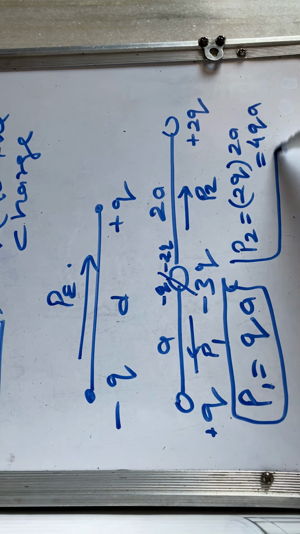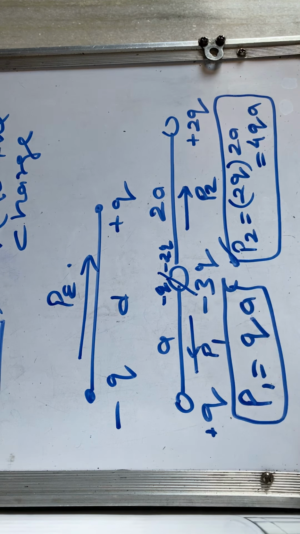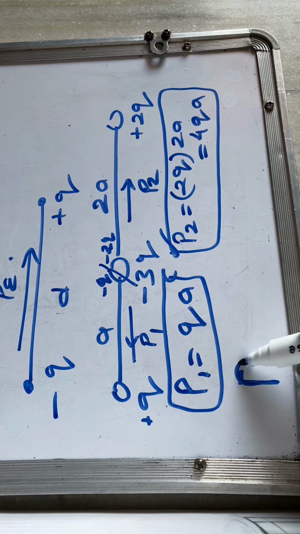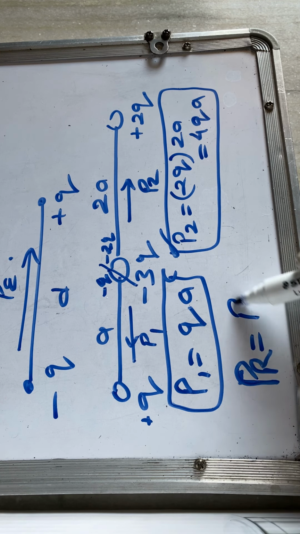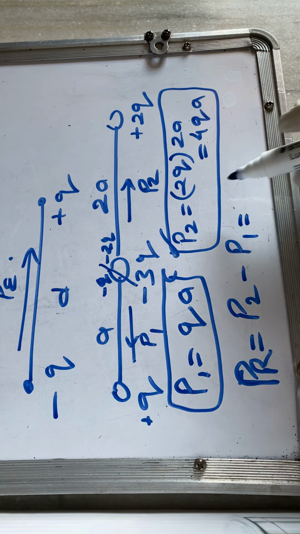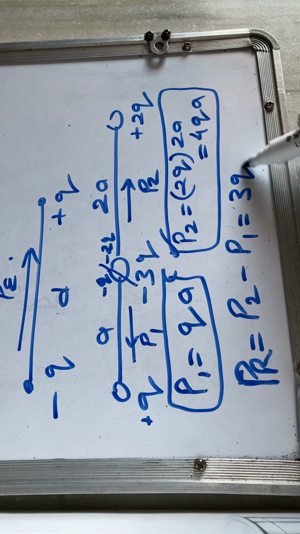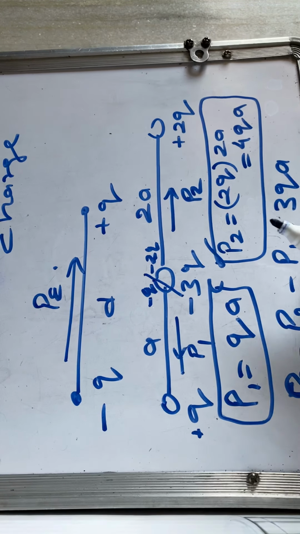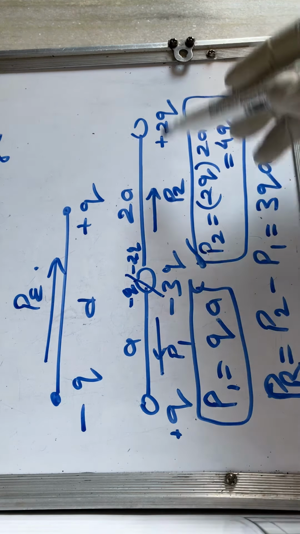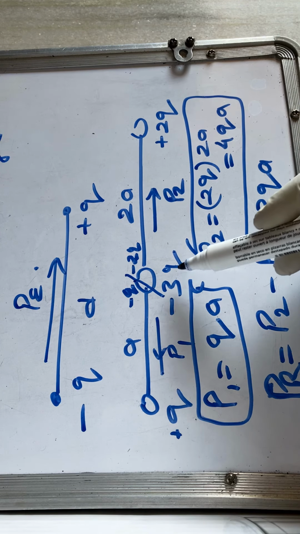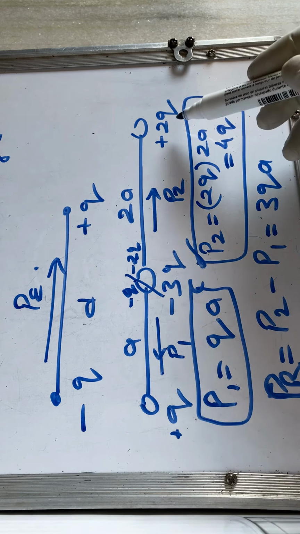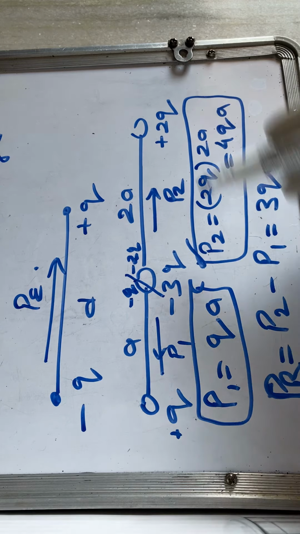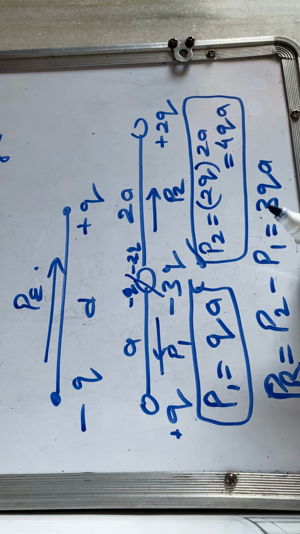Obviously P2 is more, so what will be the resultant dipole moment then? The resultant dipole moment will be P2 minus P1, which is 3qa, in the rightward direction. So you can see any assembly of charges here, minus 3q plus q and plus 2q, comes out to be 0. So this figure constitutes two dipoles.